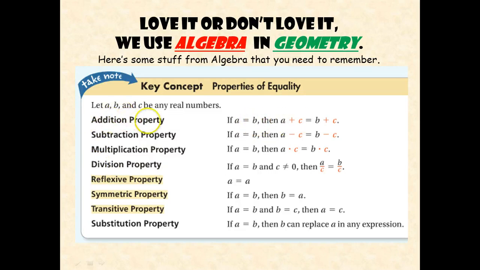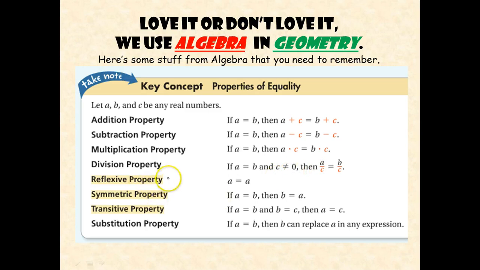Like the addition property of equality says you can add the same number to both sides of an equation. Subtraction property of equality says you can subtract the same number from both sides of equations. Multiplication and division property, you pretty much get that. You just can't divide by 0.